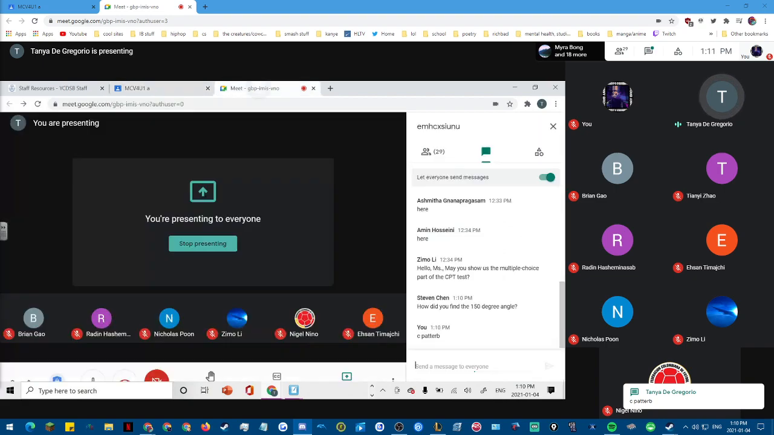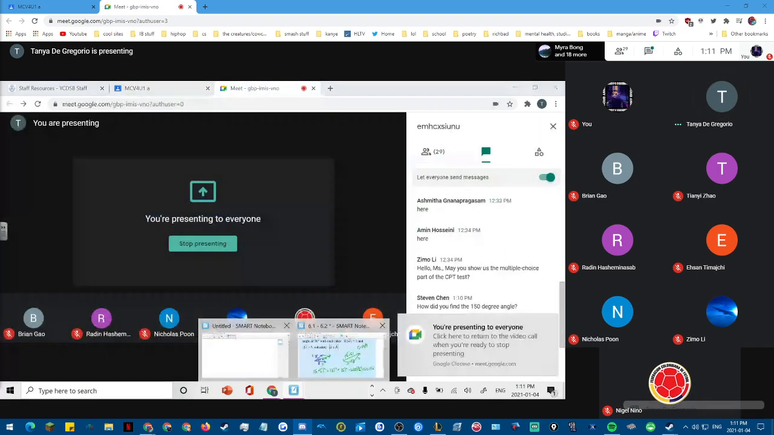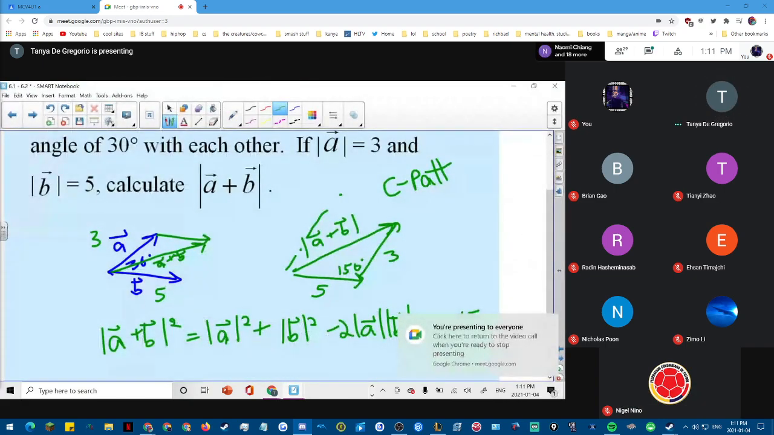So Stephen, take a look here. Let me go back to it. So take a look here. So I know it's very messy. So we had this angle 30. I'm going to use my highlighter.